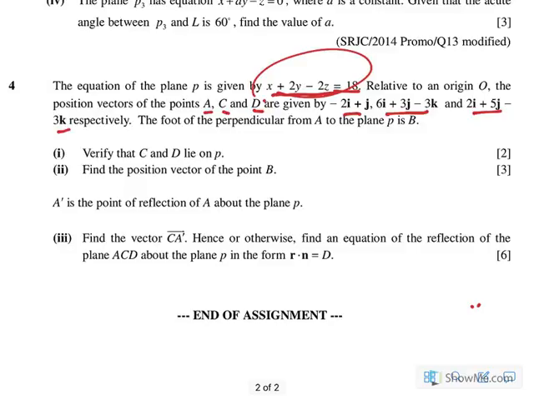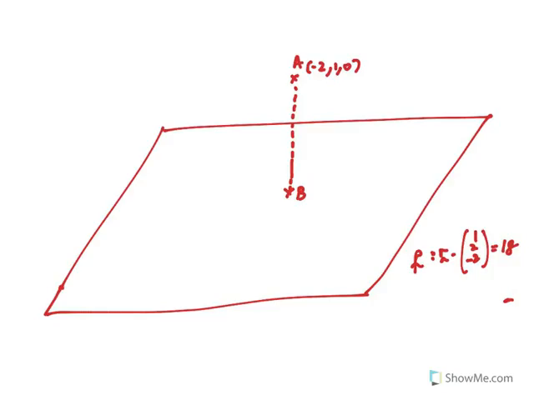Find the position vector of the point B. Remember, B is a very typical foot of the perpendicular kind of question. We can either do it by using vector projection, or by setting up an intersection problem. First, I can do it by vector projection, using a point that lies on the plane. Remember, C itself lies on the plane. C is 6, 3, negative 3. So I'm going to use vector projection.